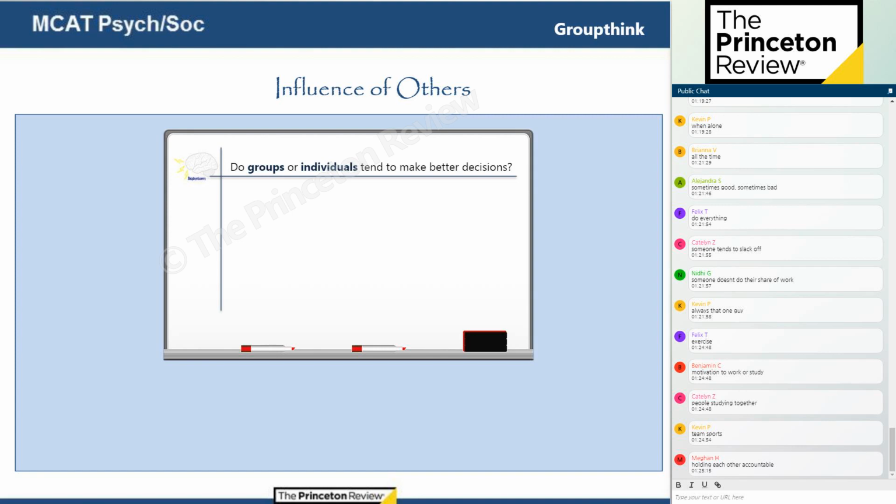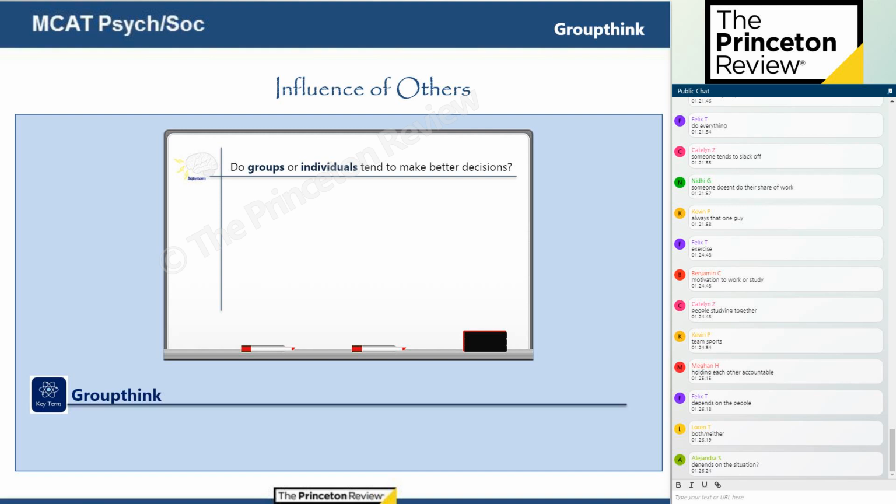So what do you think? Do groups or individuals make better decisions? Yeah, absolutely. Depends on the group, depends on the people, depends on the situation.